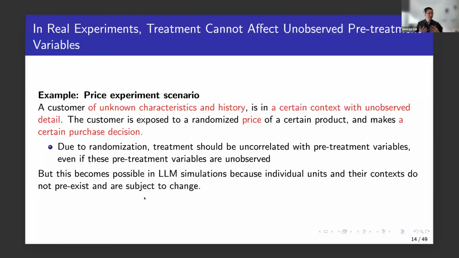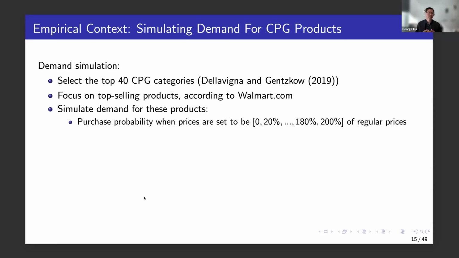So the empirical context we're considering is demand simulation, a classic problem where there have been a lot of causal inference challenges, such as different kinds of endogeneity issues. For this exercise, we selected the top 40 consumer packaged goods categories from the paper by Dellavigna and Jensko, and we focus on top-selling products according to Walmart.com. We want to simulate demand for these 40 products. We are interested in the counterfactual scenarios of what is going to happen when we set the prices to be, let's say, 0%, 20% to 200% of the regular prices.